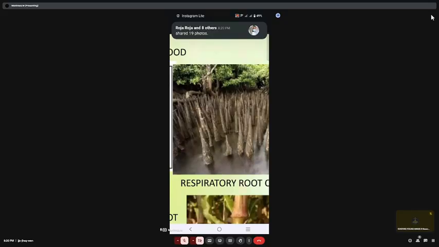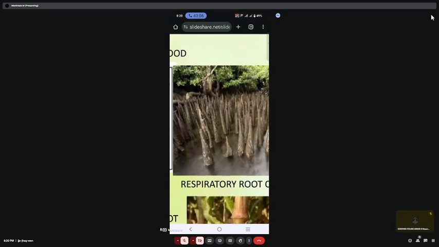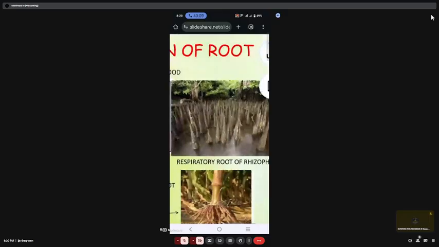These roots have minute pores in them. These pores are called pneumatophores. Make a note of it. Pneumatophores, P-N-E-U-M-A-T-O-P-H-O-R-E-S. This is the plant respiratory system, the respiratory roots. They help in the exchange of gases. Example: Avicennia and Rhizophora. Make a note of it.